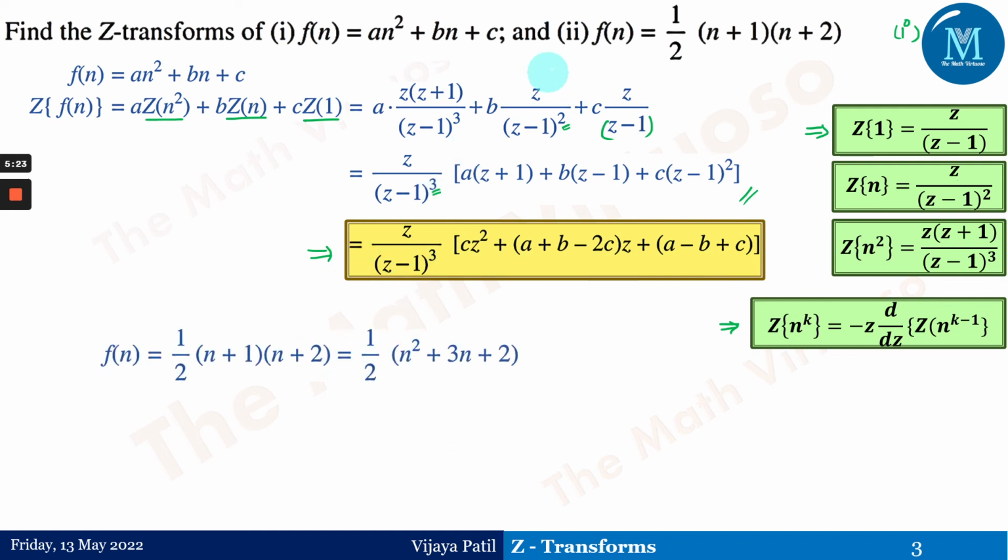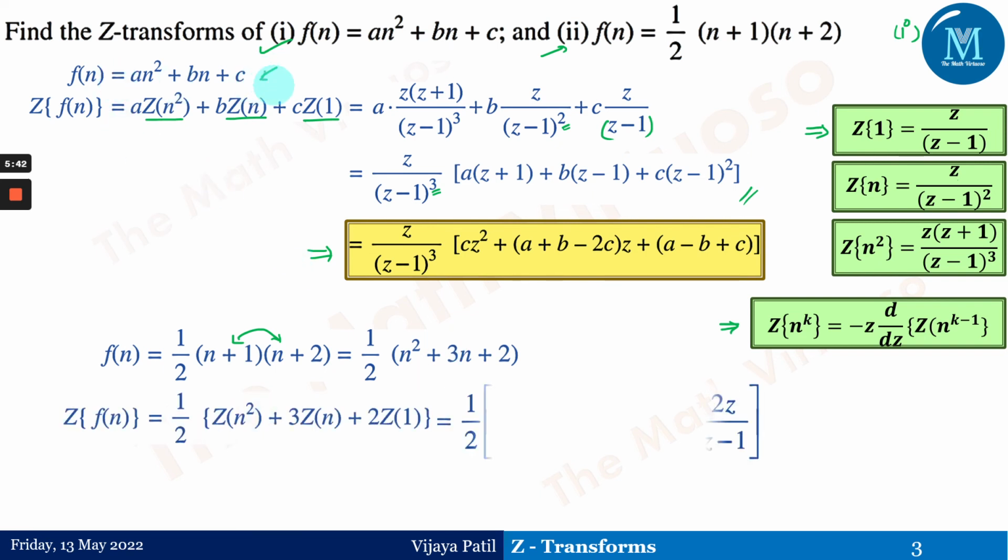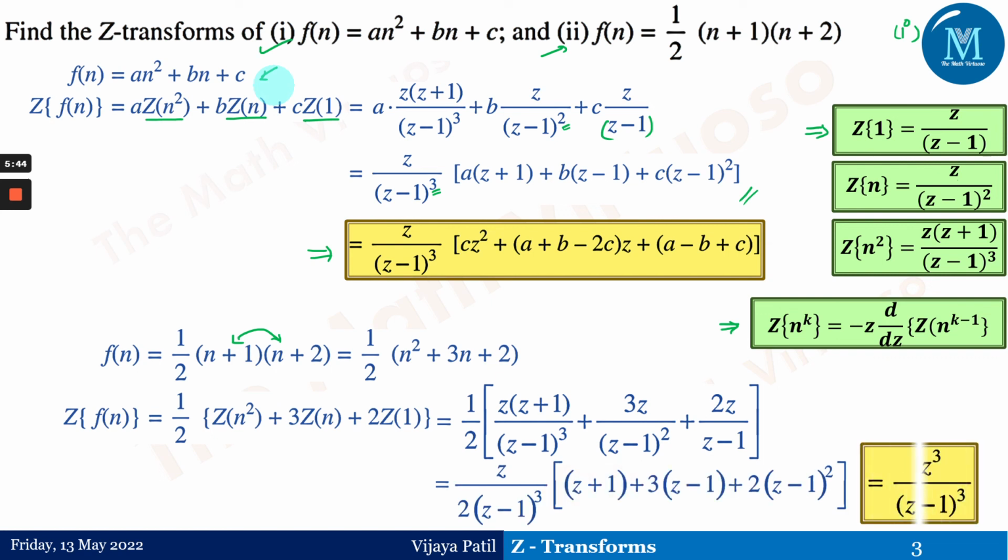Now moving ahead with the second, so we have got the first, this one. Moving ahead with the second, this is nothing but 1 by 2 into n plus 1 into n plus 2. Multiplying these two brackets we have 1 by 2 into n square plus 3n plus 2. Again, we have reached the same type of question, so I'll move ahead fast, and we get the value of this function as z cube upon z minus 1 the whole cube.